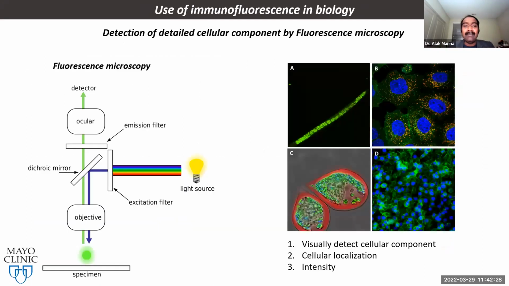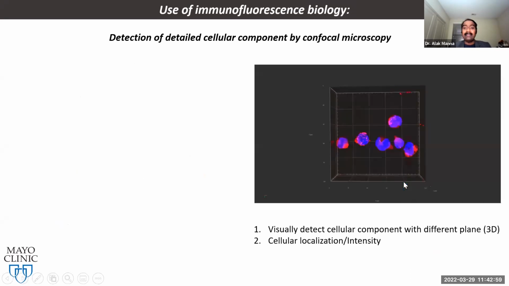Now I'm coming to the examples we already discussed from the morning: the detection of detailed cellular components by fluorescence microscopy. The principle is pretty simple: you have a light source for exciting the object, and then the emission is detected by the detector. And there are the images. We're basically getting 2D pictures, but confocal microscopy is a little bit different and more advanced.